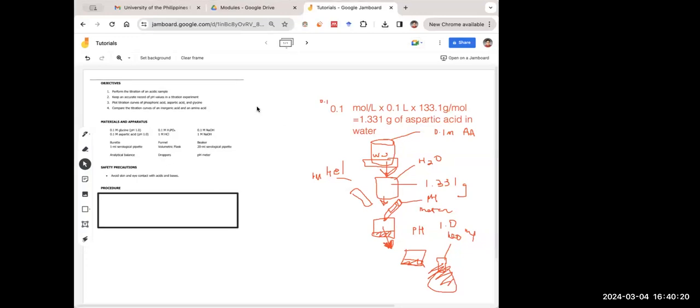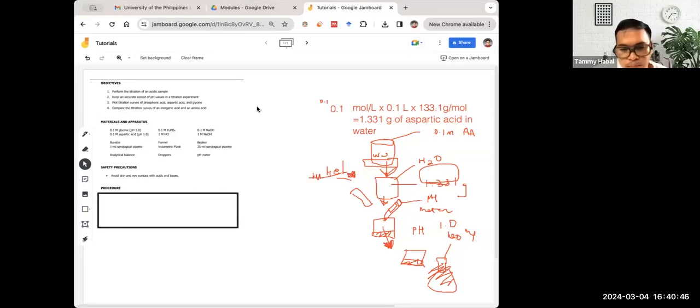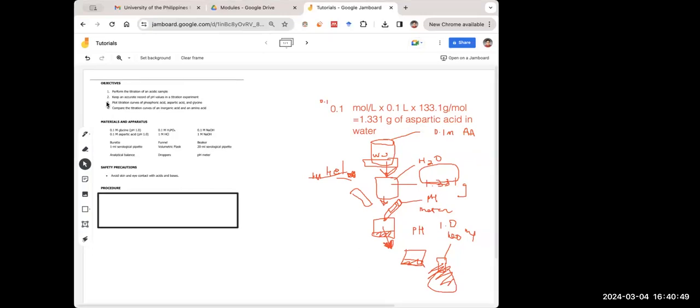Okay, so we measured up the weight and then we need 1.331 grams of aspartic acid. We then add that with our H2O. And then we add, is it 1 mole of HCl? 1 molar. Yeah, correct. 1 mole of HCl. And then we measure the pH to see if we reach 1.0. That's what we're looking for for aspartic acid. And then once we reach the required pH, that's when we add it to the flask, the 100 ml flask.